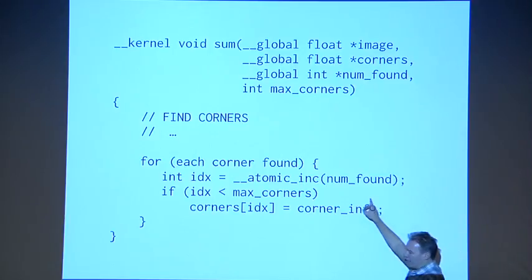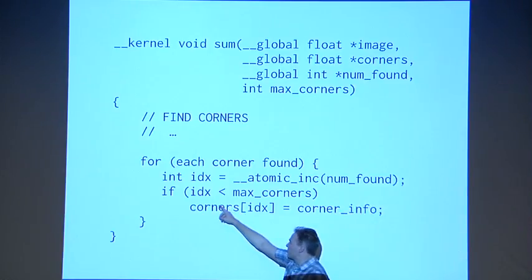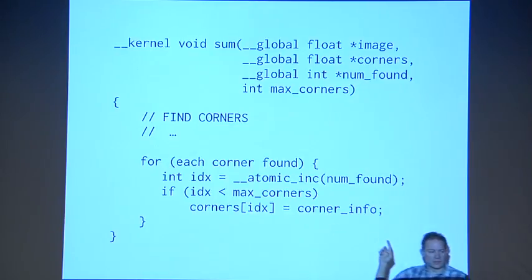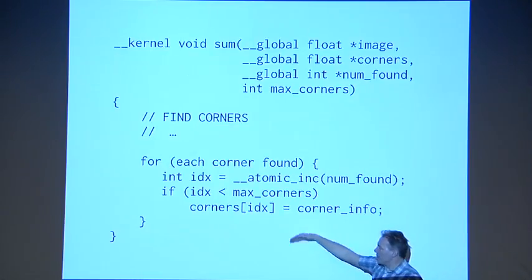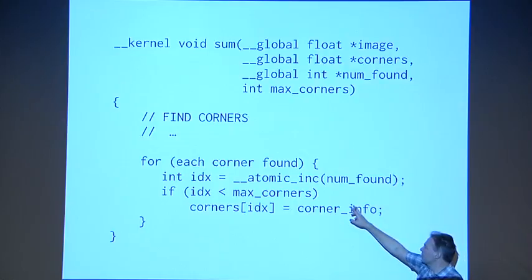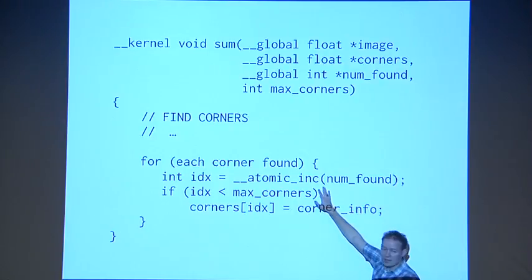So we increment that. And then we can also just check, okay, where was I supposed to store it? Only if I have space, then do so. And I might have how many corners did I actually detect, some other global variable here that I would use atomic increment to, oh no, I already have that. At the end, I can read back the number found to see how far I overrode. How many corners do I actually have to read?